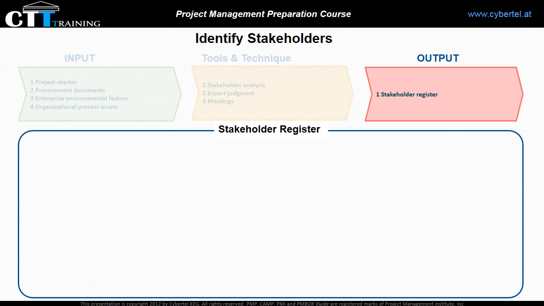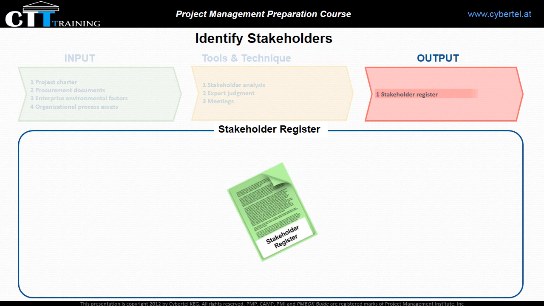The only output from the identifying stakeholders process is a Stakeholder Register. A Stakeholder Register is a document that contains the information about all project stakeholders. It identifies and lists the people, groups, and organizations that are impacted by the project. The Stakeholder Register usually contains three types of information.